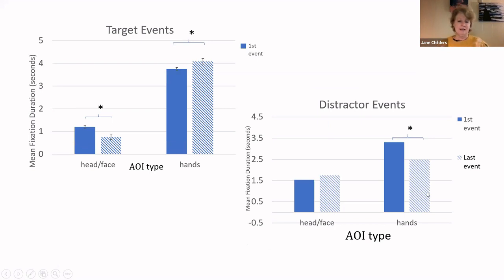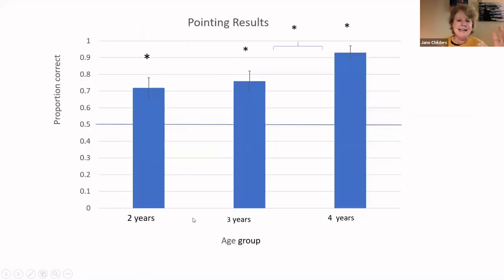And so here's how it looks just on one screen. How am I doing on time? I'm almost done. Okay, and so they're doing okay. I hope you can see that these are different patterns, right? Especially with the hands. One's increasing, one's decreasing. So that's really neat. They're looking differently at target events versus distractor events.